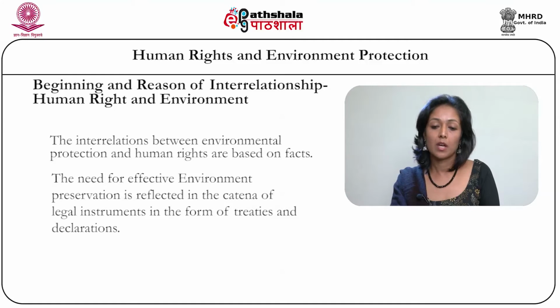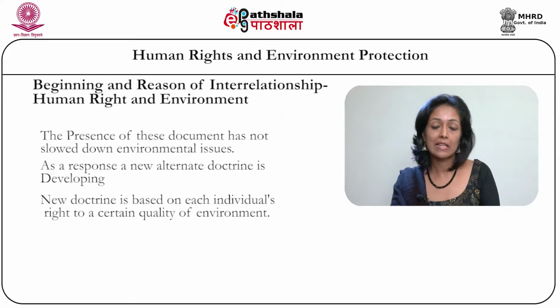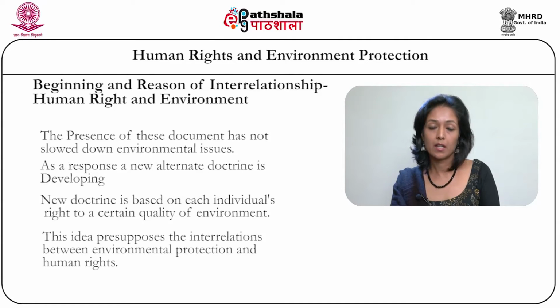The need for effective preservation and addressing the varied concerns of environmental degradation has been undertaken by the national and international communities through a catena of legal instruments in the form of declarations and treaties. As of now, we have more than 200 multilateral instruments concerning environmental issues and degradation. But even after that, the environmental degradation has not stopped or slowed down. As a response, a new alternative doctrine is emerging, which is based on each individual's right to a clean and quality environment. This fundamental idea presupposes the interrelationship between environmental protection and human rights. Taking this trend forward, international and national systems have increasingly used the various guaranteed human rights as an effective instrument of environmental protection. So this module basically tries to understand the interlinkages between environment and human rights.